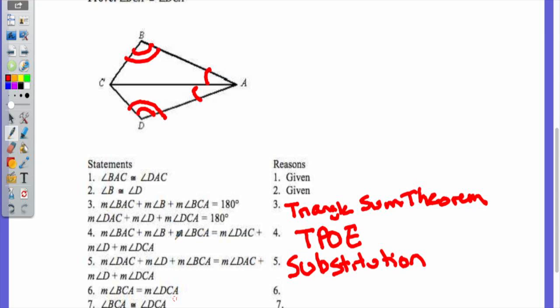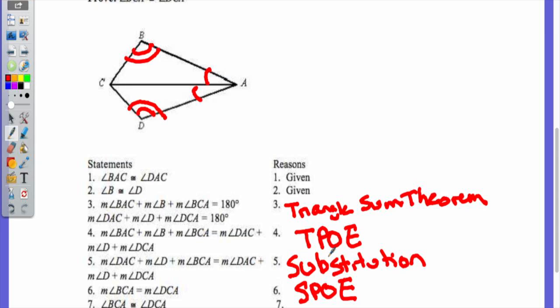Okay? For number 6, we're taking the measure of DAC and the measure of D, and we're taking them away, right? We're only left with the measure of BCA on the left-hand side. And on the right-hand side, we're taking out the measure of DAC and the measure of D. We're taking out the same thing on both sides. That's subtraction property of equality.